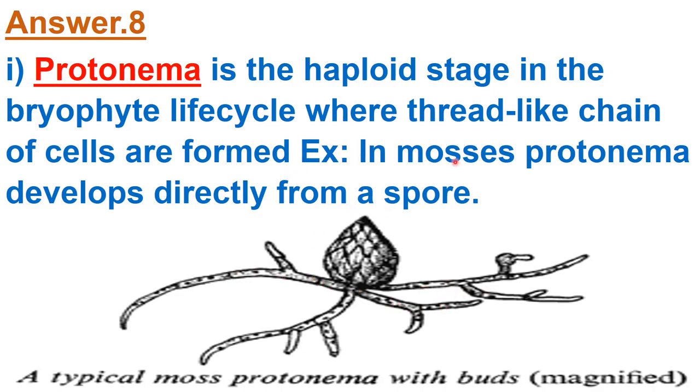For example, in mosses, Protonema develops directly from a spore. So from where is this Protonema coming? When the spores germinate, the first stage that is formed is called Protonema, and this is formed in mosses only. It is not found in liverworts. In mosses, when the spores germinate, they give rise to a structure like this, called Protonema, and this structure present above the Protonema is called a bud. So this is a bud over the Protonema. These all are the branches of the Protonema.